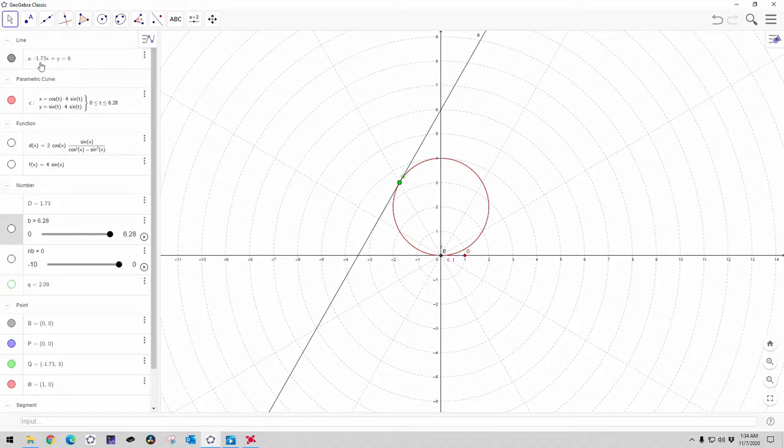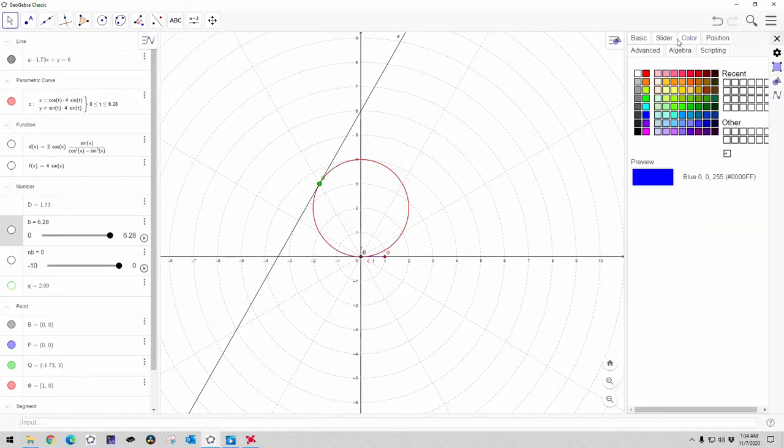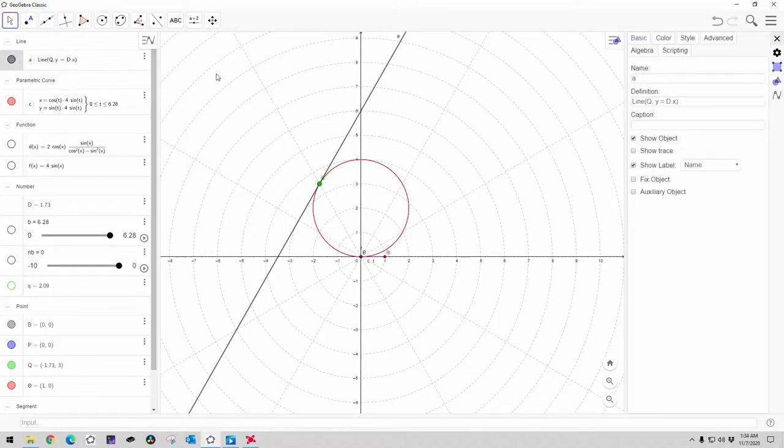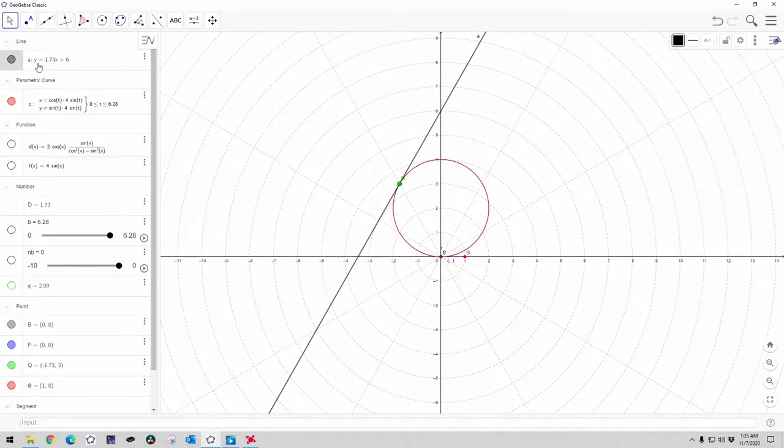And notice it's written in standard form, but you have the negative 1.73 here. That's square root of 3 times x. Notice the equation right here of this guy, if I can put it in a different format, let's see. Yeah, I can. Here we go. And that's the format that we had in our example, right? Y equals square root of 3x plus 6. That's our actual tangent line for this particular curve.